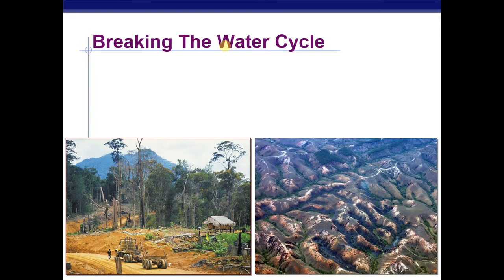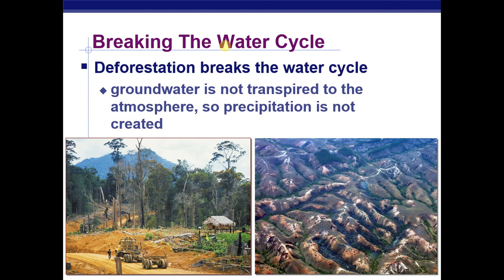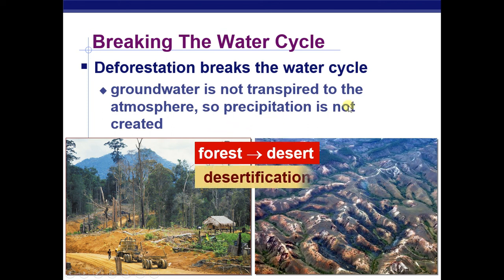So lastly, we're going to specifically talk about breaking the water cycle, because deforestation breaks the water cycle. Groundwater is not able to be transpired into the atmosphere because trees are gone. So because groundwater can't make it into the atmosphere, the moisture content in the atmosphere can't grow, and so precipitation is lost and we have desertification. Desertification isn't turning things into deserts, it's turning forests into deserts.